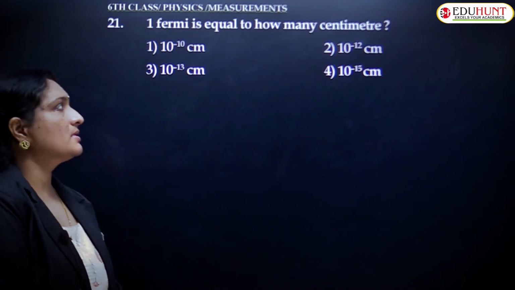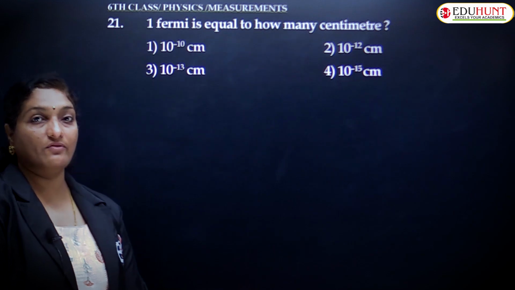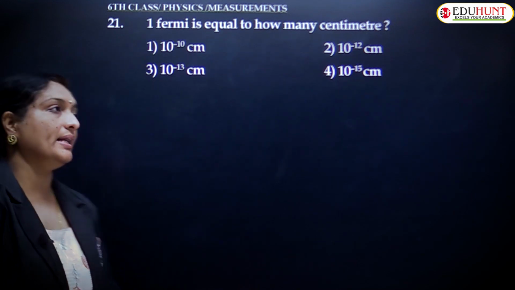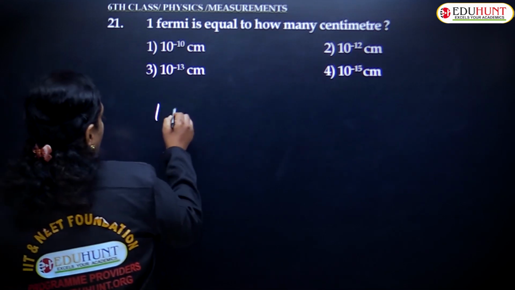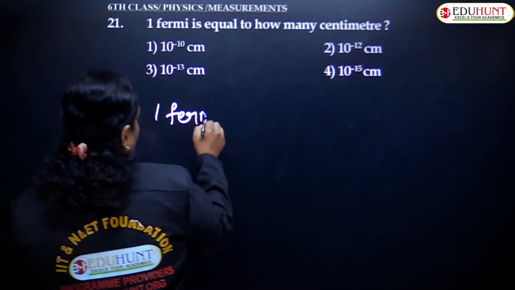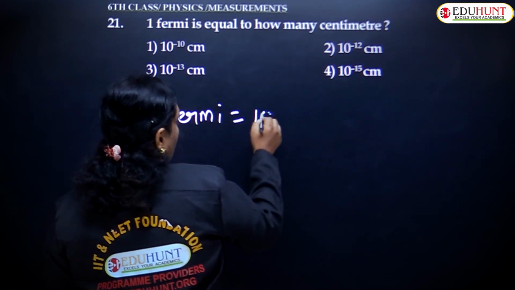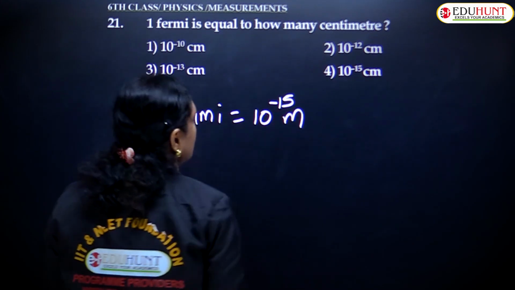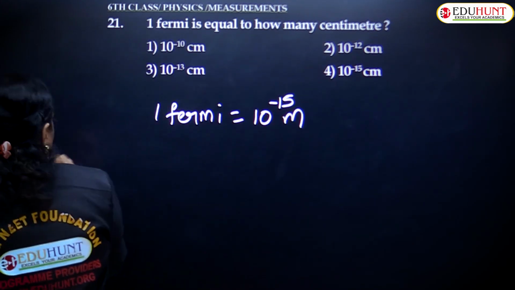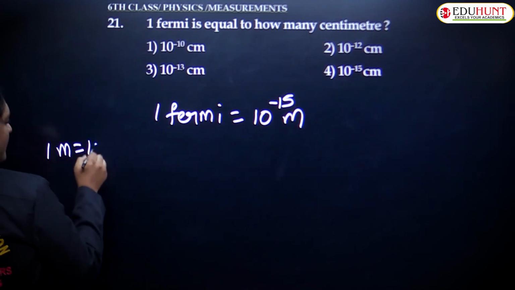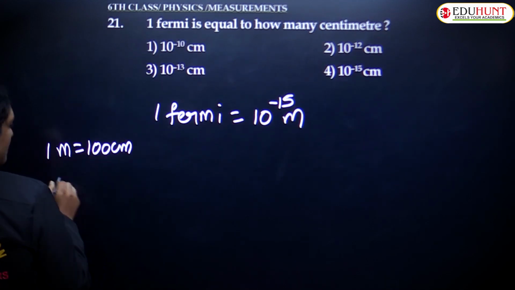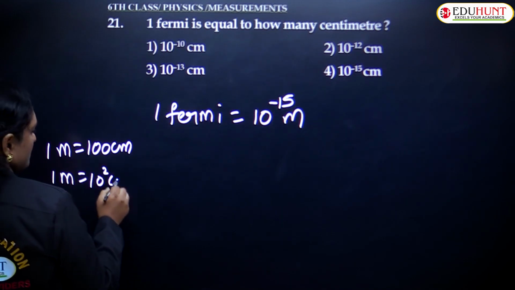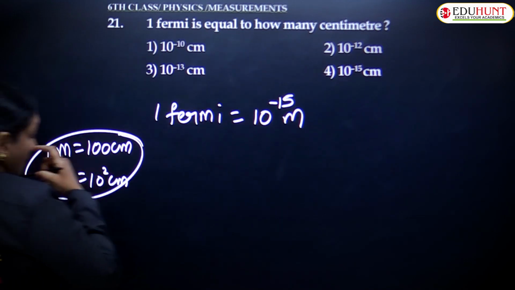1 Fermi is equal to how many centimeters? 1 Fermi means femtometer, or 10 power minus 15 meters, the nuclear size. Again, 1 meter you can write as 100 centimeters, which is 10 square centimeters. Both are the same.